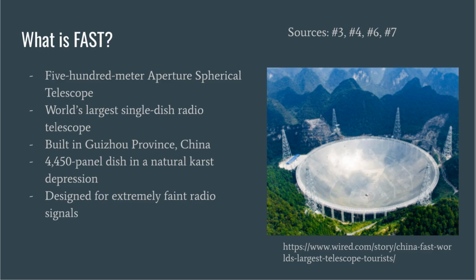And this location was not random, as it was placed there because the rock structure helps block outside radio noise, which is very important for the telescope's sensitivity. FAST is designed to detect extremely faint radio signals that smaller dishes would never be able to pick up. So overall, FAST is basically a massive, highly engineered ear pointed at the universe, and it was built to hear the quietest radio sources coming from space.